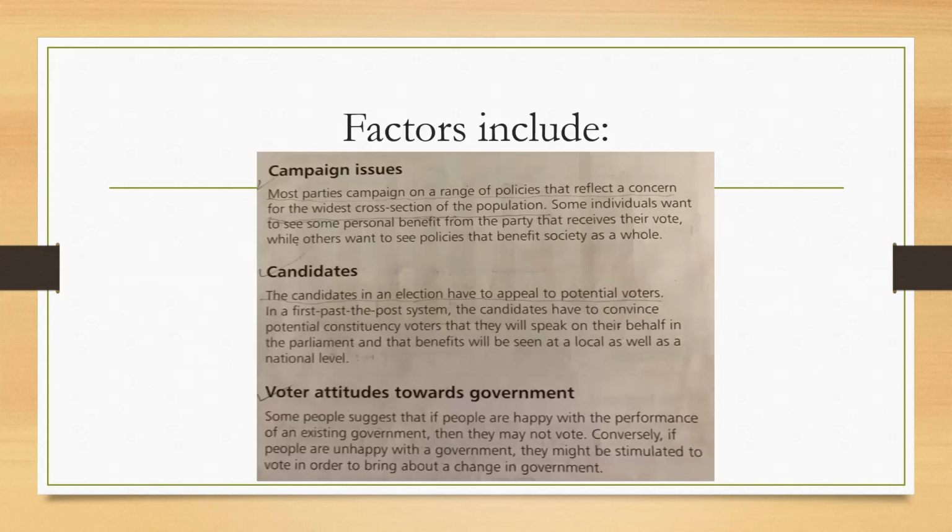All right, so campaign issues can actually influence voter participation. So most parties campaign on a range of policies that reflect a concern for the widest cross-section of the population, right? So whatever issue is the pressing issue in the community or the constituency or in the country at large must be a part of the campaign process. So these issues must be put forward so that potential voters can know that the government or potential government knows about their issues, right? And solutions must also be put forward to those issues, and that will influence who votes.